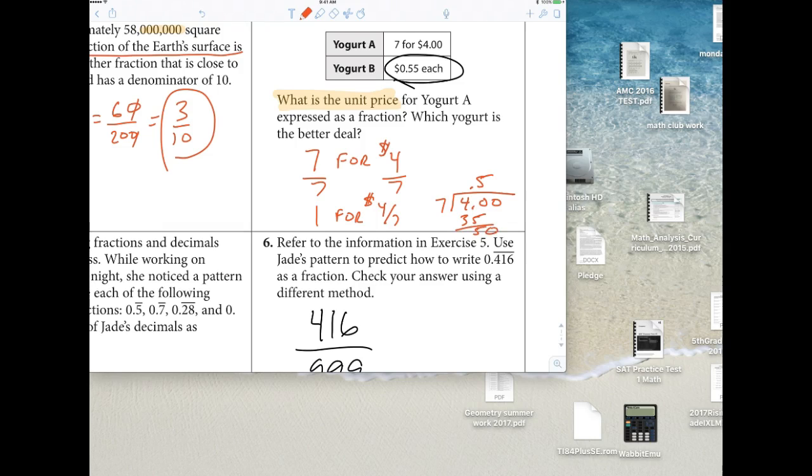So 7 goes into 50 7 times. So it would be about what? About 57 cents. Do you agree? Yeah, that's how I did. I just divided it by 4. And yogurt B would be what?